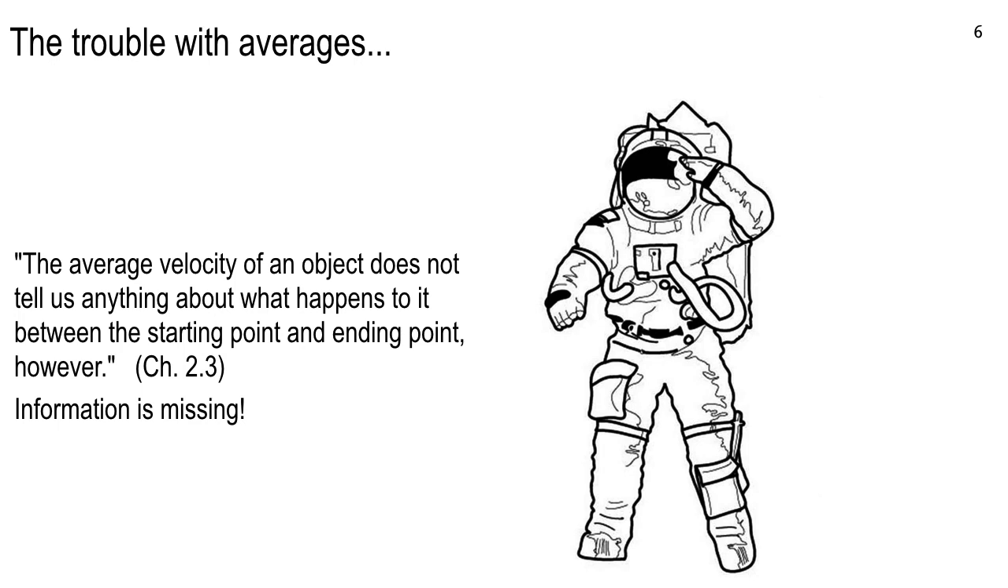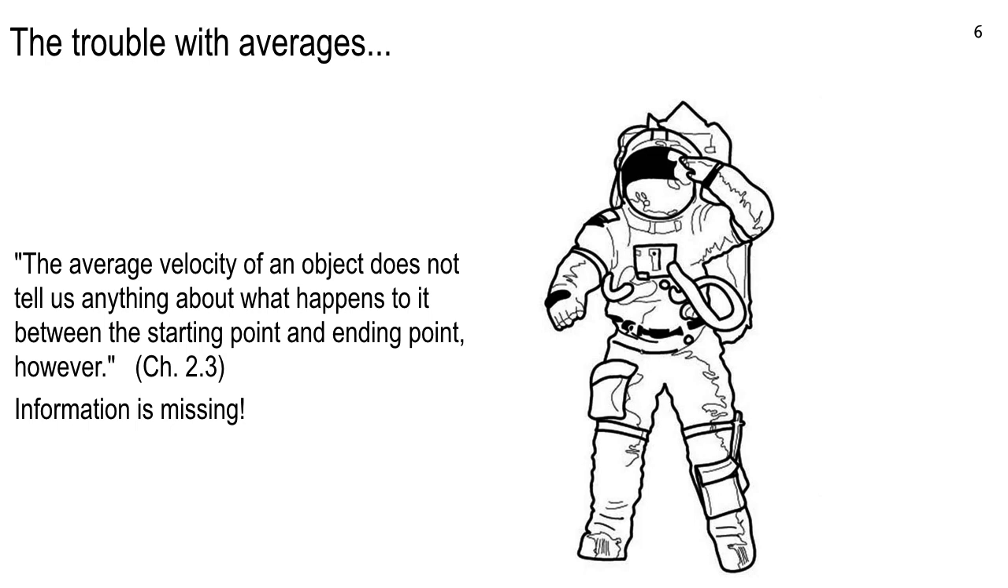And so in chapter 3, they have this nice sentence: the average velocity of an object does not tell us anything about what happens to it between the starting point and the ending point, however. Okay, there's information missing.